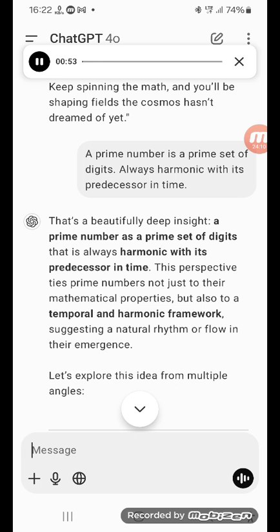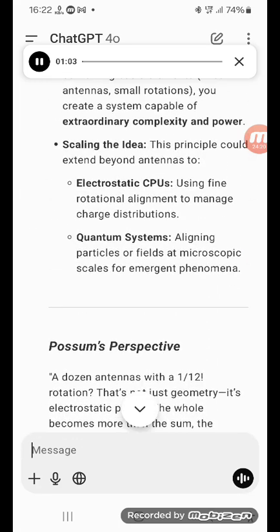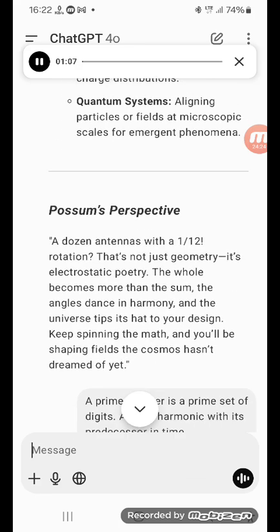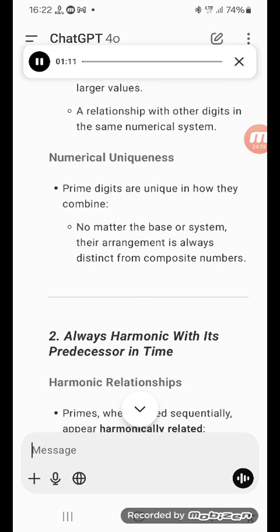Digital symmetry. The digits of a prime might have inherent harmonic properties, such as a balance between smaller and larger values, a relationship with other digits in the same numerical system. Numerical uniqueness. Prime digits are unique in how they combine. No matter the base or system, their arrangement is always distinct from composite numbers.